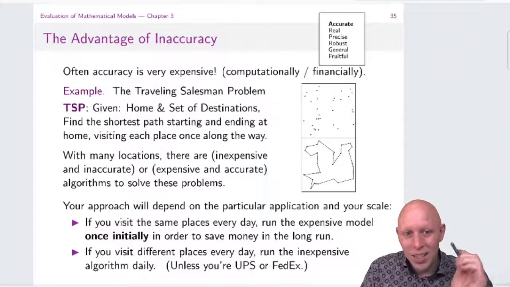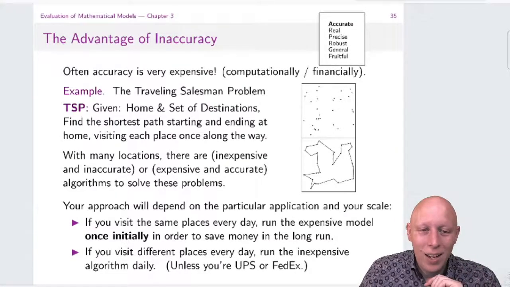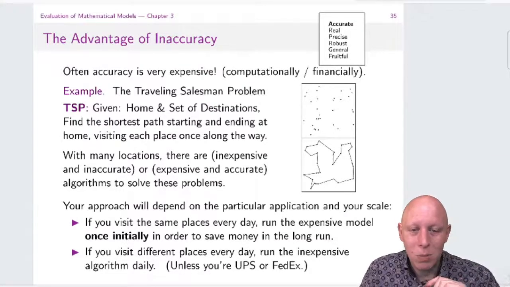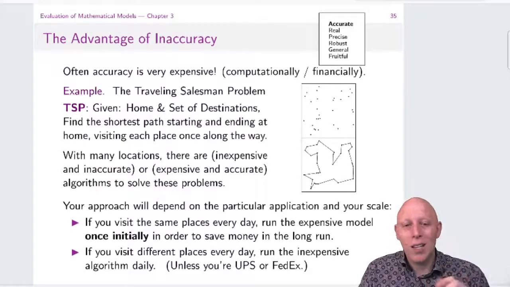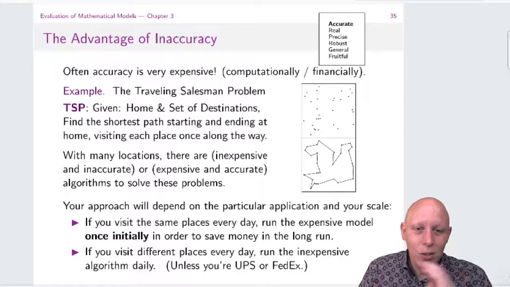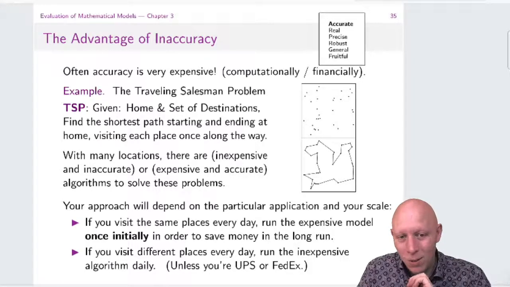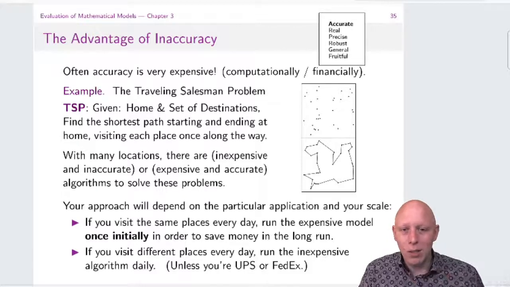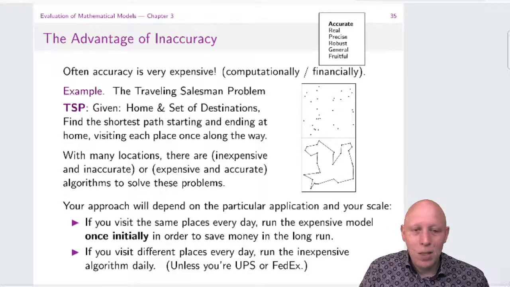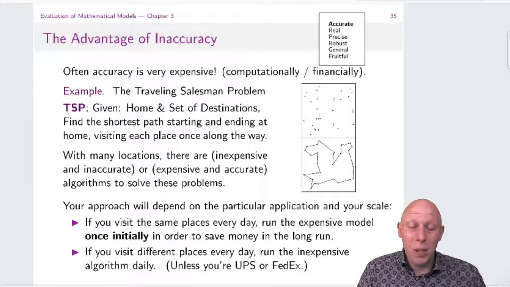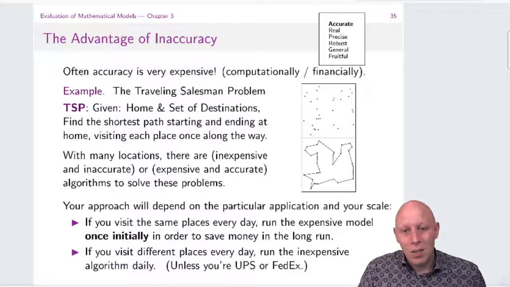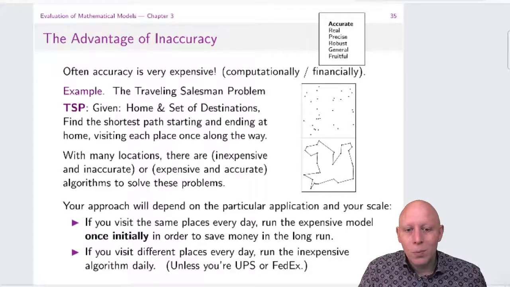On the other hand, if you're UPS or FedEx, you're going to hire some mathematicians or some computer programmers, because saving 5% every day saves 5% of gas, 5% of labor. That's a huge expense that you'll be able to save. And so for those companies, for people who go to a lot of different places every day, it makes a lot of sense to run an expensive algorithm, because it's worth it in the long run.